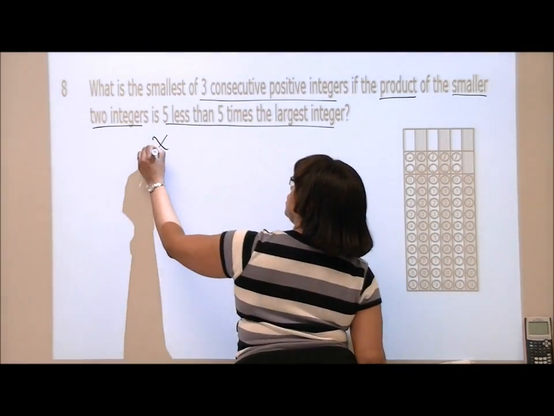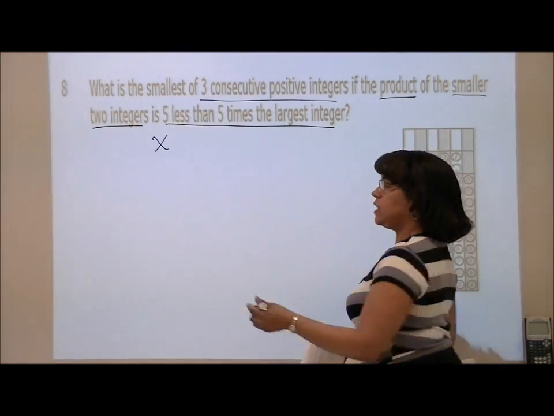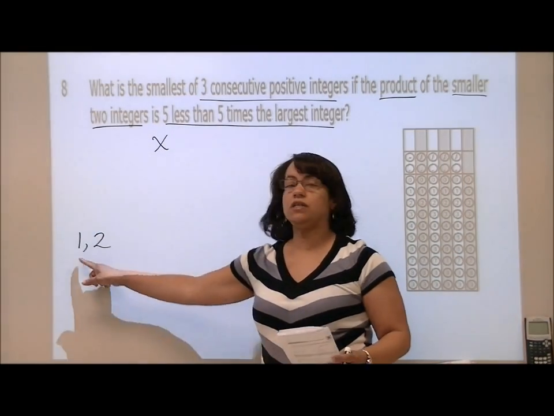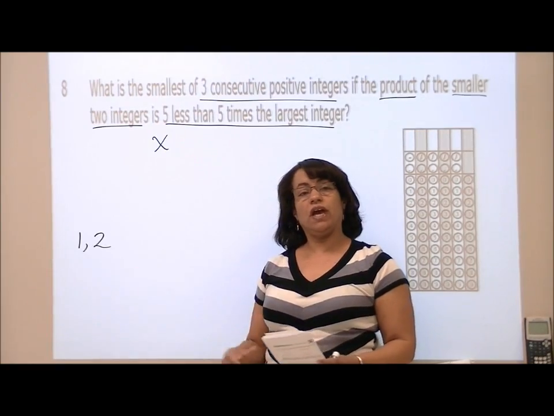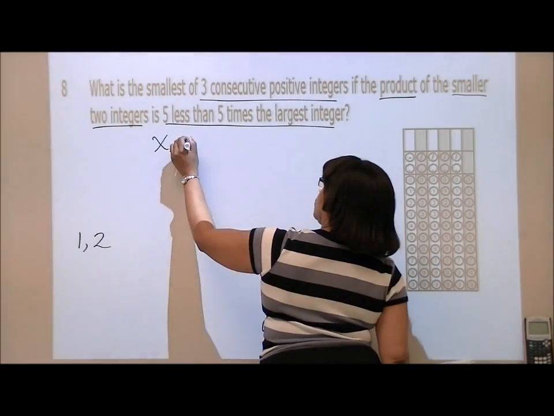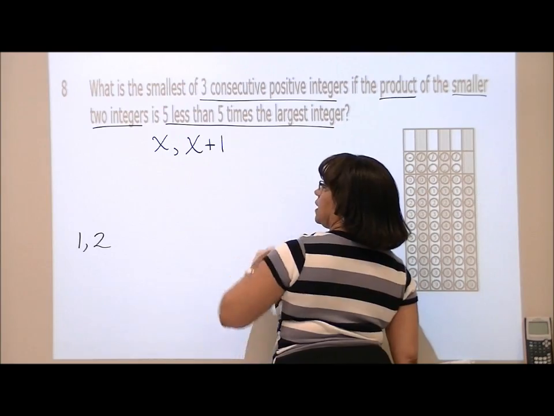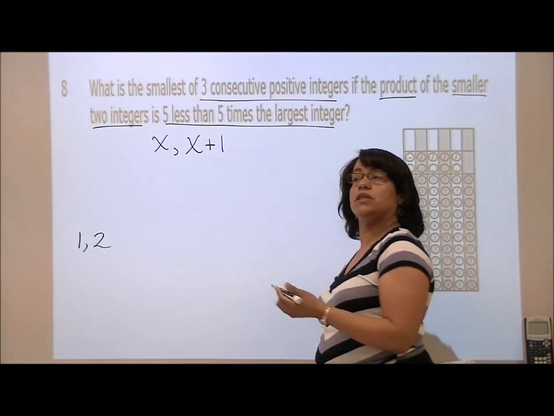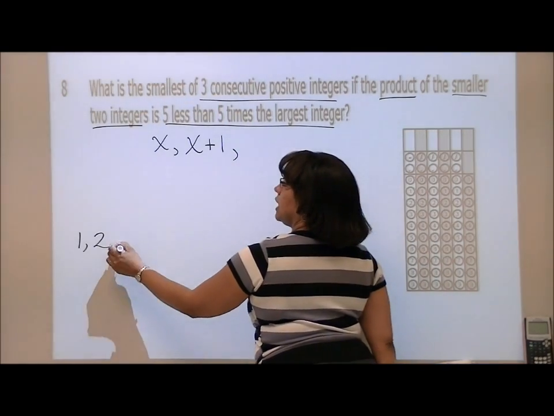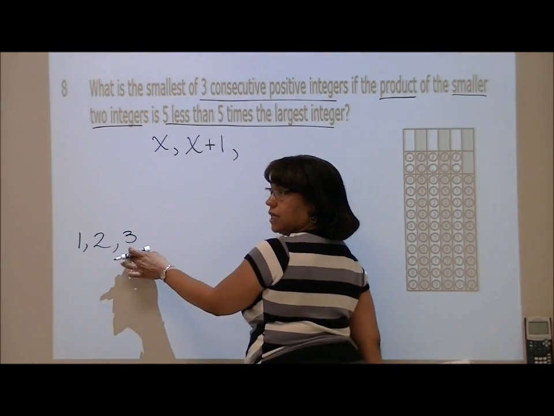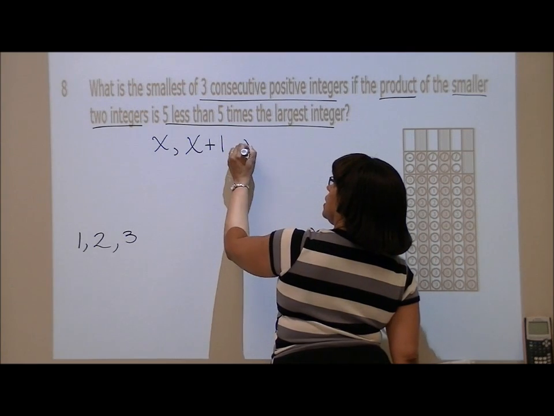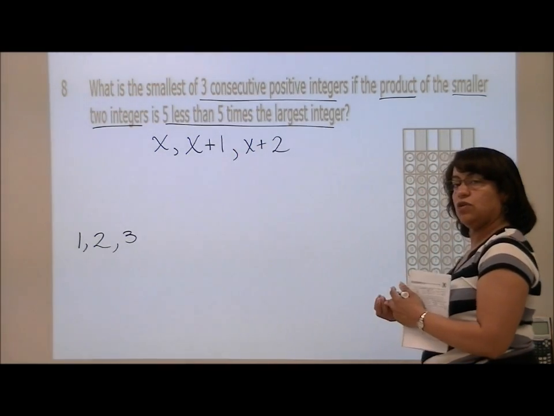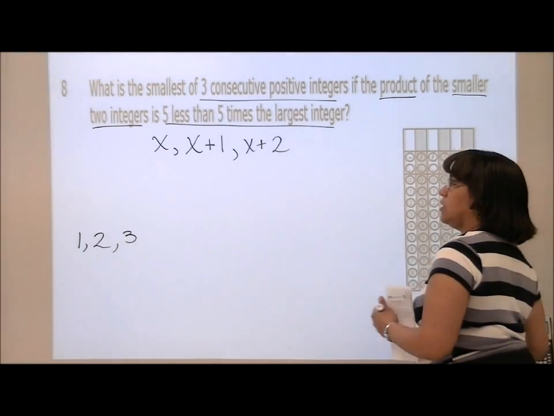So if our first integer is x, and I tell you to go from one integer to the next, I'm going to ask you, how would you get from 1 to 2? And you would have to add 1, so your second integer would be x plus 1. And you want to name your third integer in terms of x also, because you want the same variable. So if I were to ask you, how would you get from 1 to 3, you would have to add 2. So your third integer is x plus 2. So that's just to show you a visual of how you get from one integer to the next.